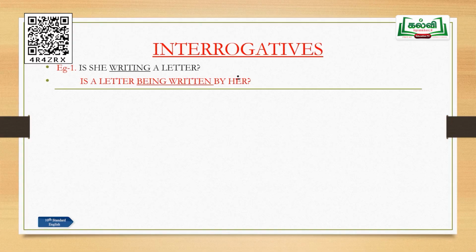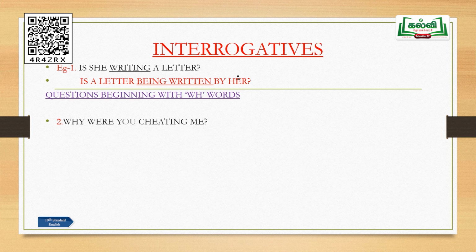So being written is a verb. I told you in the previous part that the verb plays a very important role when you convert a sentence from the active to the passive. Now let's analyze some of the questions, that is the WH questions. What are the WH questions? Where, when, who.